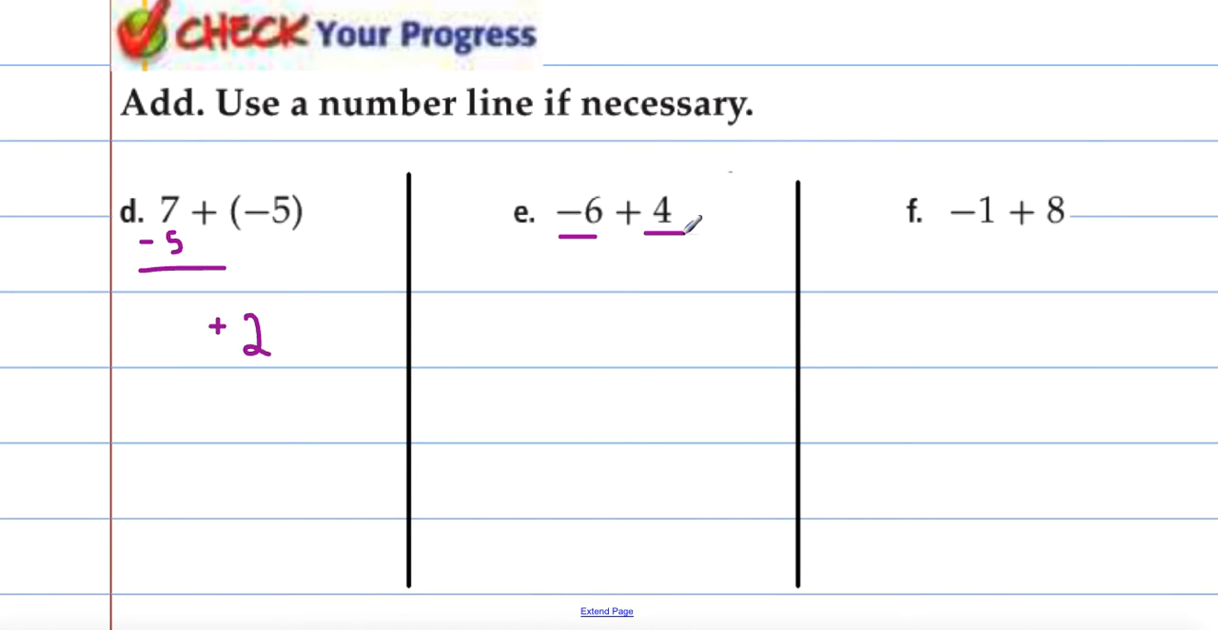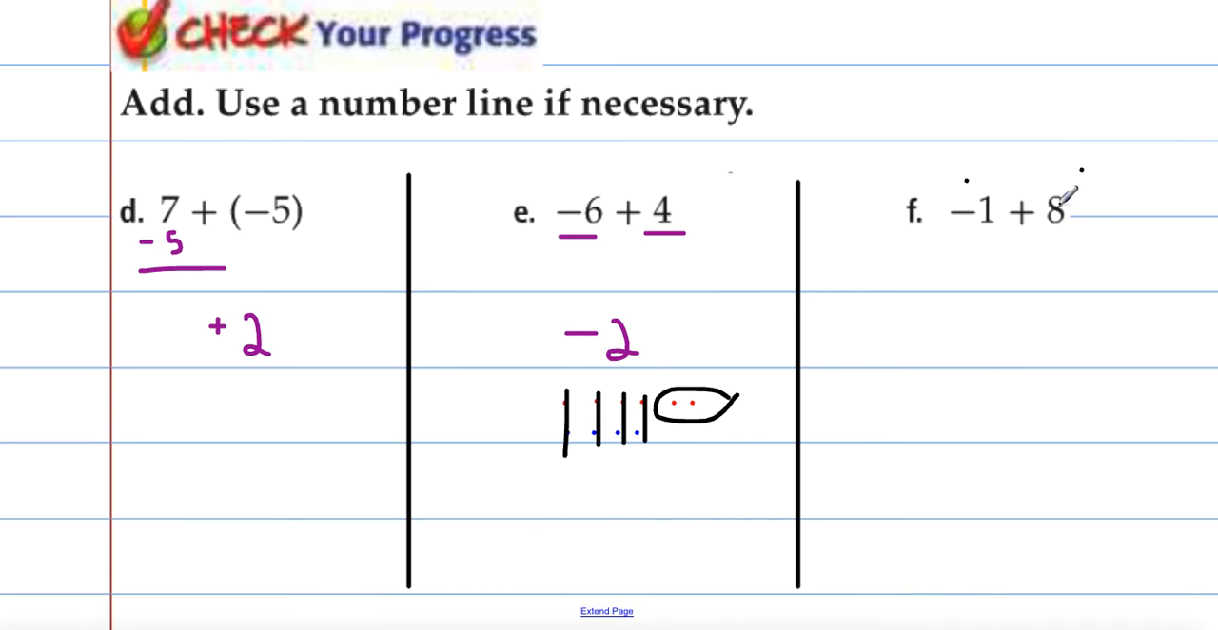-6 and 4. -6 has a greater absolute value, so I'm going to keep the negative sign. 6 is 2 more than 4, so this is a sum of -2. Again, I'm going to show you that visual with the numbers on this one. So I have +4, -6. Positives and negatives cancel each other out. Notice visually you can tell I'm left with -2.